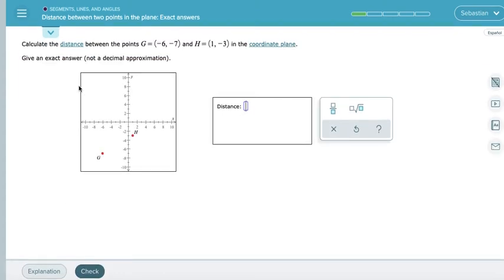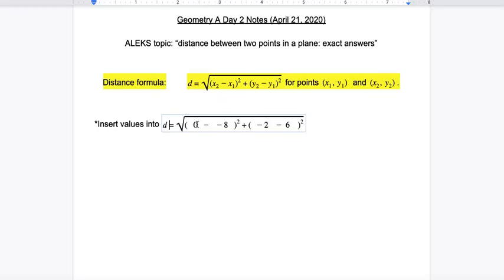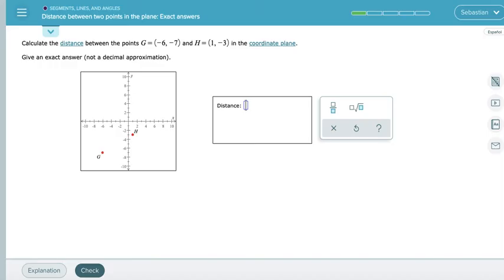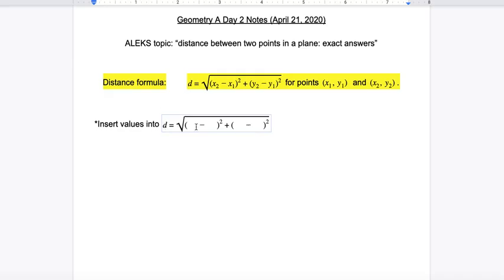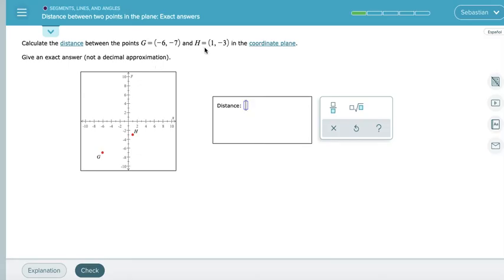Let's try a different one. Let me go back and just erase these numbers. Okay. Class, you understanding this? Please check out yesterday's video for more information, okay? So for my x sub 1, I want to go G to H, or H to G. Again, order doesn't matter. So I want to do negative 6 minus 1, all right, negative 6 minus 1. And then a negative 7 minus a negative 3.